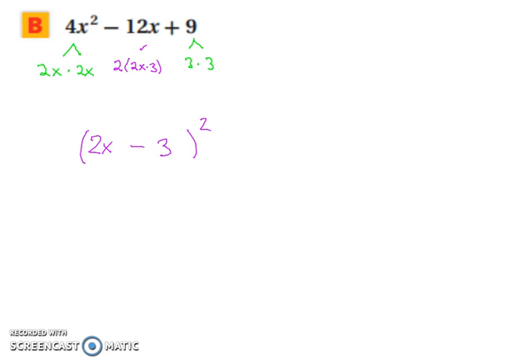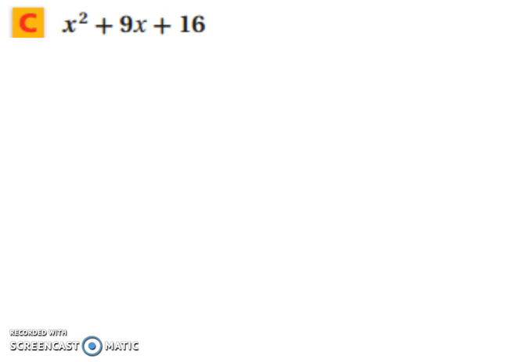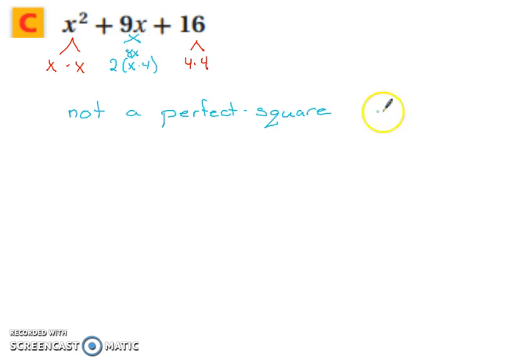Try this next one on your own. Okay, so we have x and x, and then this one we have 4 times 4. So it's looking good here. Now let's check our middle term. We have 2 times x times 4. 2 times 4 is 8, so we have 8x. With this, not 9x. So it is not a perfect square trinomial. And the explanation would be that 9x does not equal 2 times x times 4.